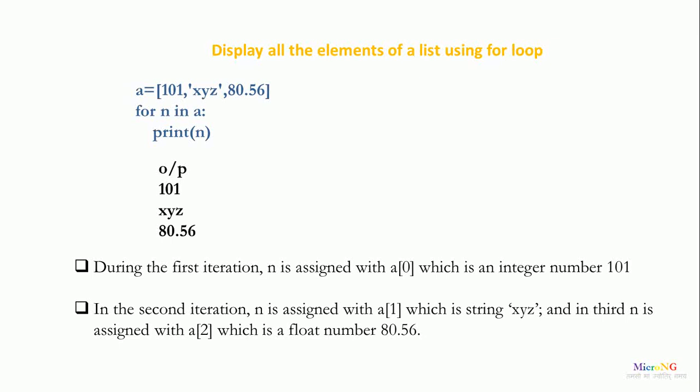That is, during the first iteration, n is assigned A of 0, which is an integer number, 101, the first element. In the second iteration, n is assigned A of 1, which is the string xyz. And in the third iteration, n is assigned A of 2, which is the floating point number 80.56.